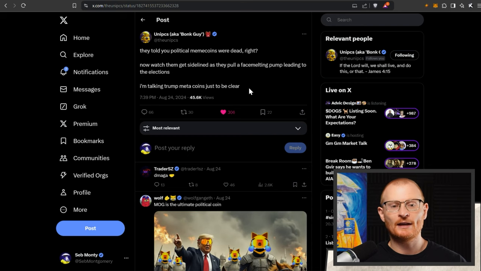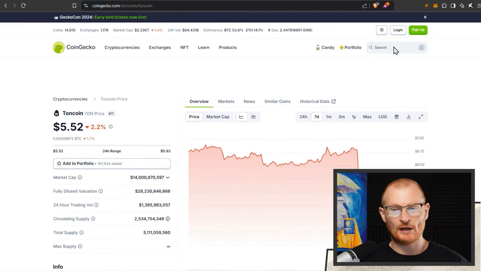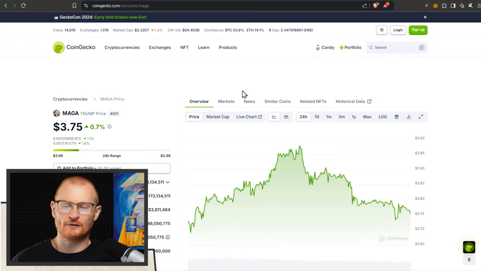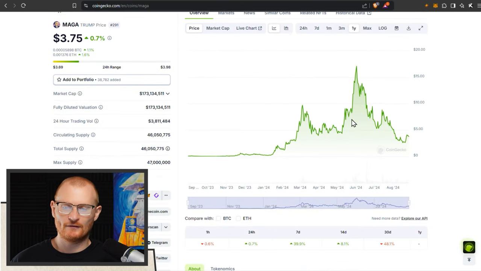The next thing I want to buy are some meme coins. The Bonk guy says some Trump meta coins, just to be clear. He does specify which ones specifically: MAGA, Trump, and Tremp. The thing is, these are on different blockchains. So if we come here and have a look at MAGA, I said in the live stream I wouldn't buy this because the potential for it to go up considerably is probably not super high, but that's my take. And when it comes to meme coins, the Bonk guy is far more brilliant.